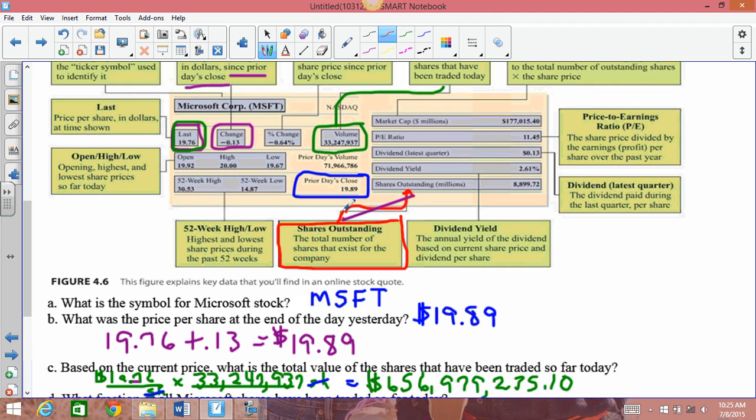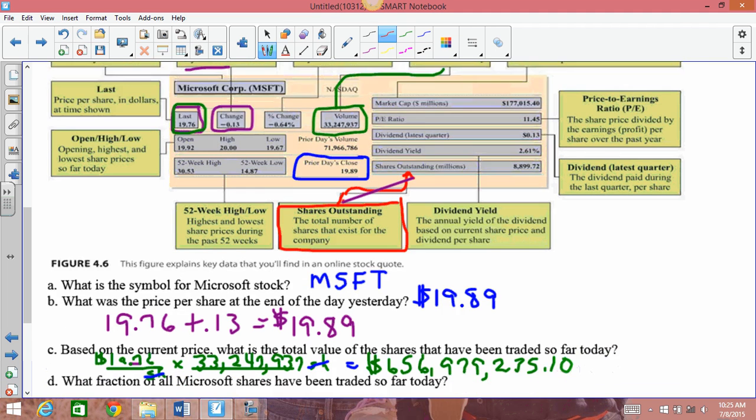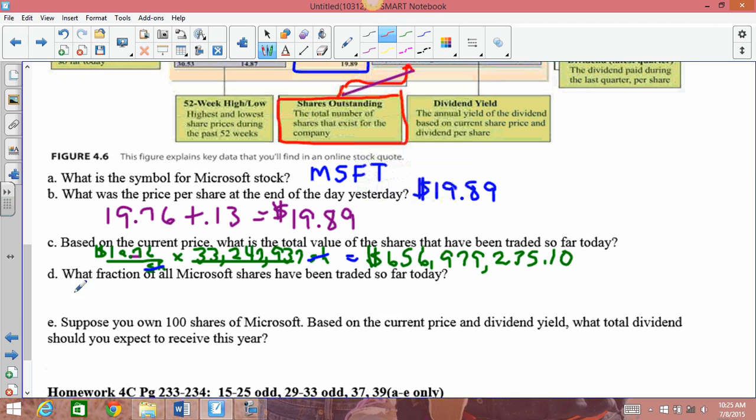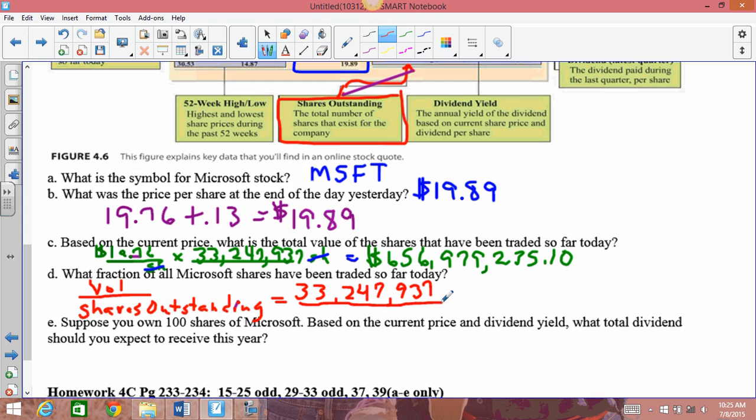8,899 million shares. So in order to go down here in Part D to figure out what fraction of all of their shares have been traded, then I want to take the volume and divide it by the shares outstanding. So the volume is how much has been traded today. That's my 33 million number.